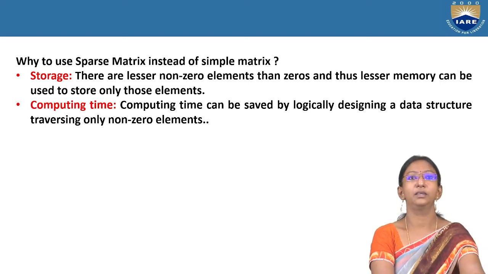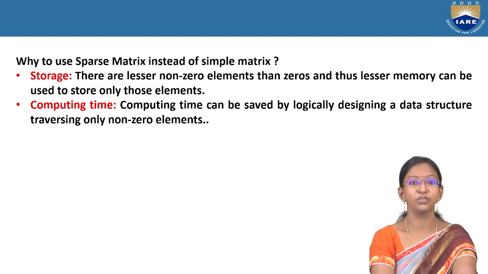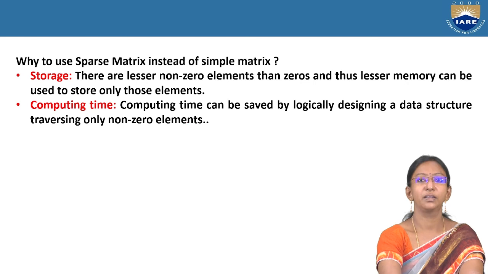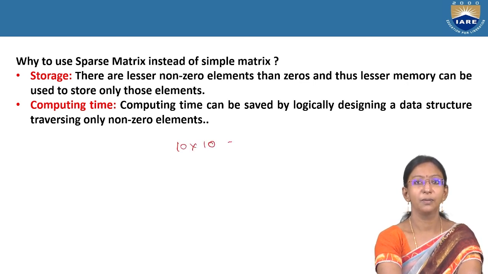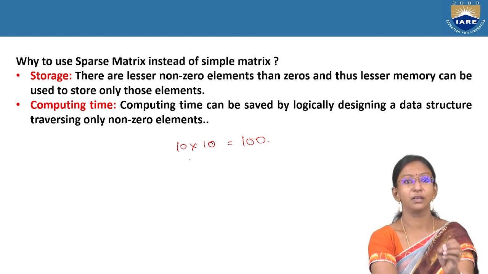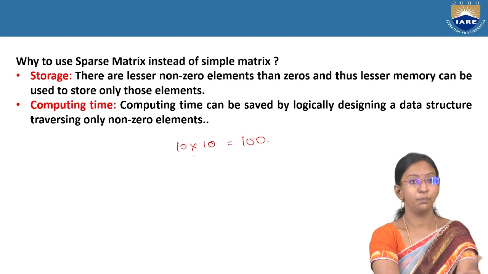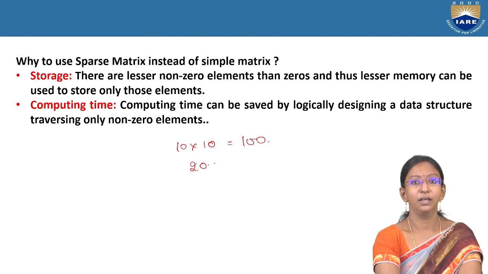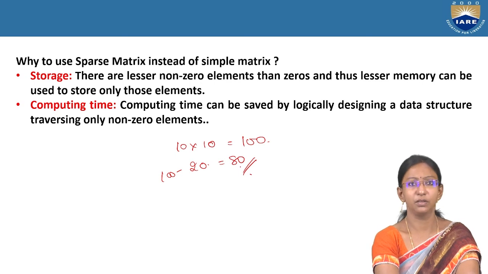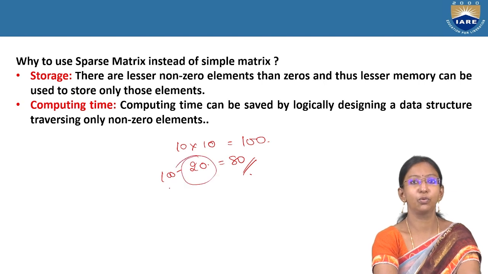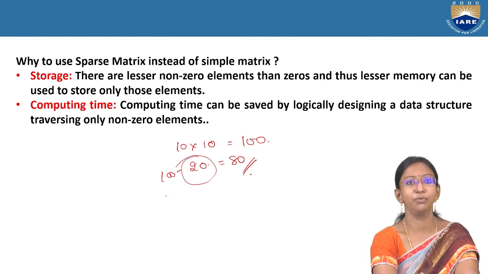So, why we use sparse matrix is storage and computing time. So storage, if it is having more number of zeros, say for example, you have a 10 by 10 matrix, that means 100 cells are there, and the data which you are having, that is values other than zero, whether positive or negative, if you have only just 20 elements, then out of 100, if you remove 20, 80 cells will be filled with zeros. So why store those zeros? Is it not possible to store only these 20 values, which have some information?